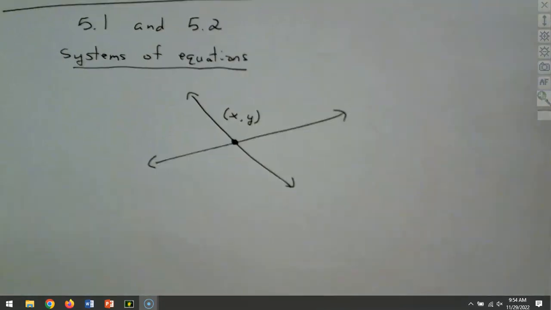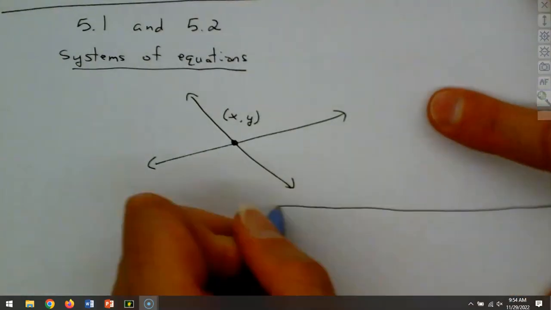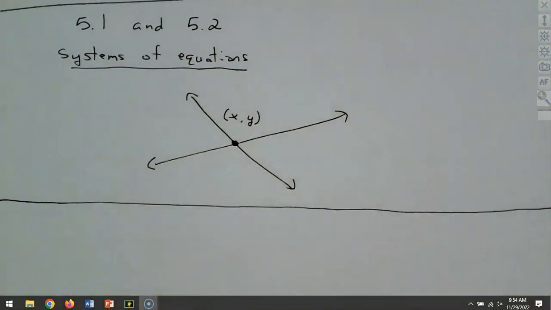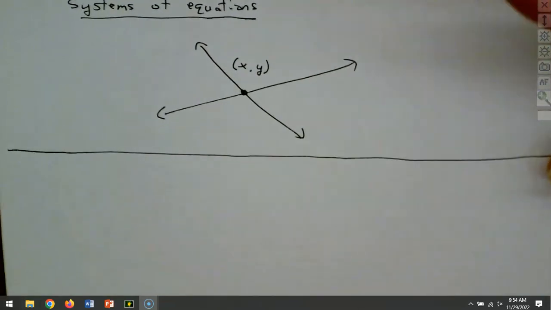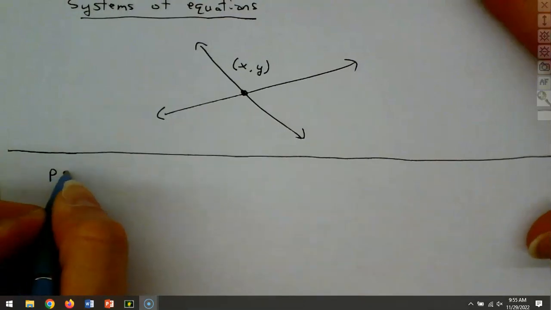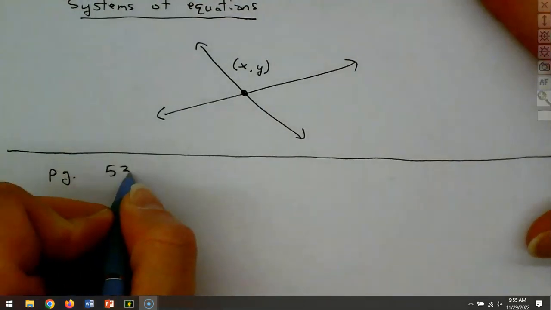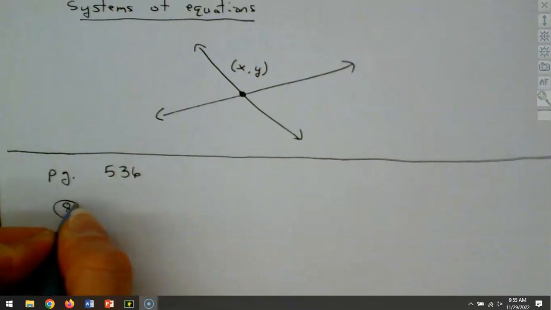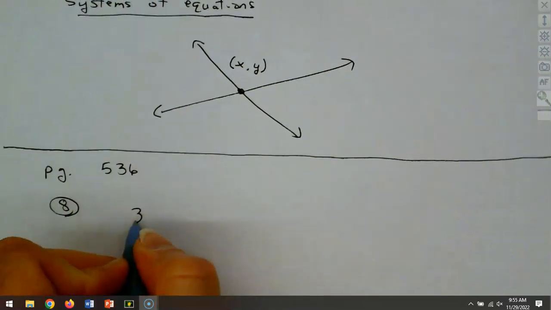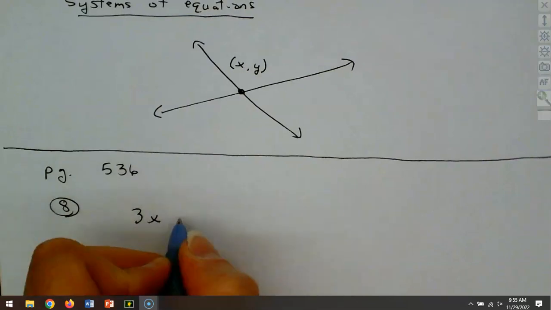And there's different methods that we can use to solve these. The first method we're going to look at is what's called substitution. And we substitute one variable into the other. And so I'm going to be picking questions from our textbook. And we'll begin on page 536. And we're going to begin with question number 8. And we're going to solve this with what's called substitution.